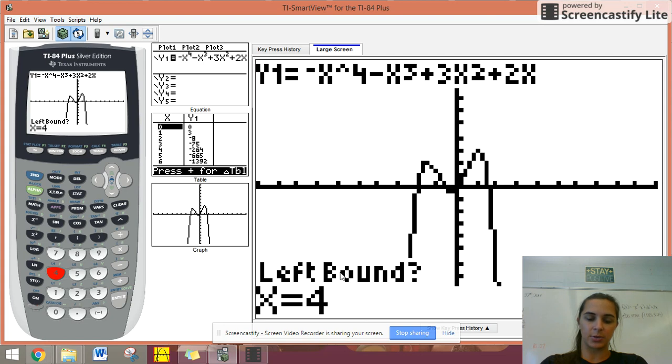So I need to give it a boundary on the left. So we can use the arrow buttons on our calculator. I'm just going to move a little bit closer. All right, it seems to be stuck at 4 right now. I don't know why, but I want essentially my left boundary to be over here somewhere. So what I'm going to do, I'm going to put in a number. It looks like if I can put in like 0.5, my cursor is going to move there. All right, that'll be my left bound. So I'm going to put in 0.5 and hit enter.